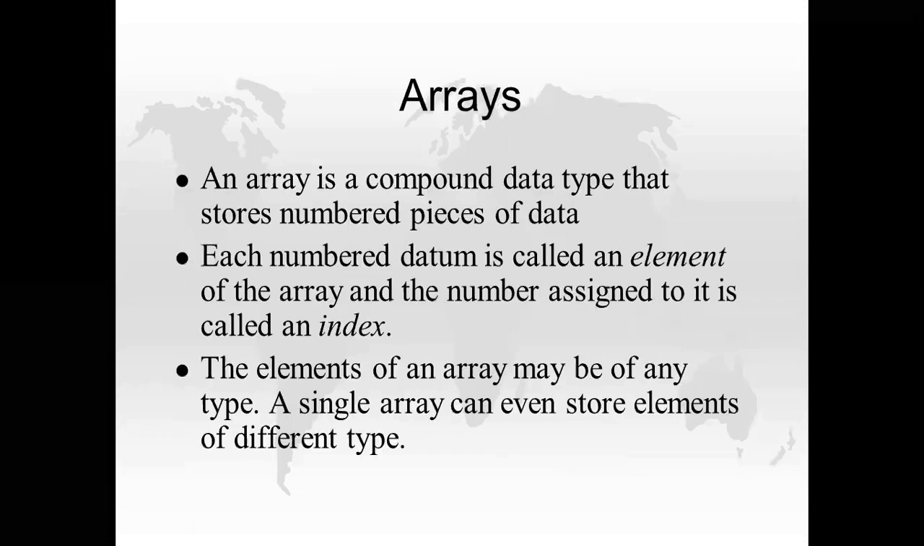So the next part is arrays. An array is a compound data type that stores numbered pieces of data. Each numbered piece of data is called an element of the array, and the number assigned to it is called the index. The element of an array may be of any type. A single array can even store elements of different types.